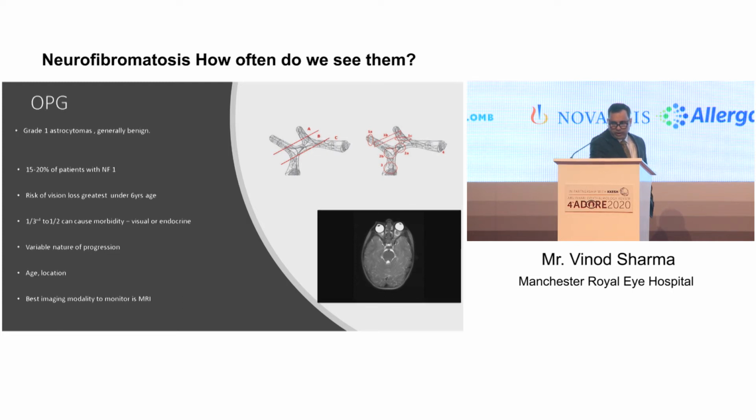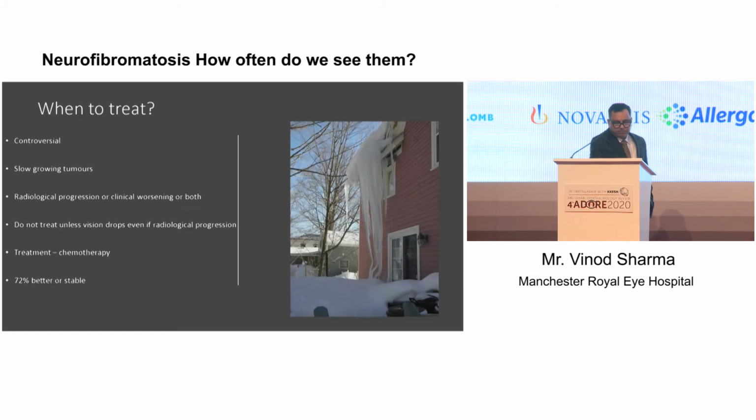So the post-chiasmal ones will be the ones which are more affected, they affect vision to a greater extent as compared to the pre-chiasmal gliomas. And the best modality to image this is MR scans. So when should we treat them? They're very slow-growing tumors. Okay? So when should we treat them?